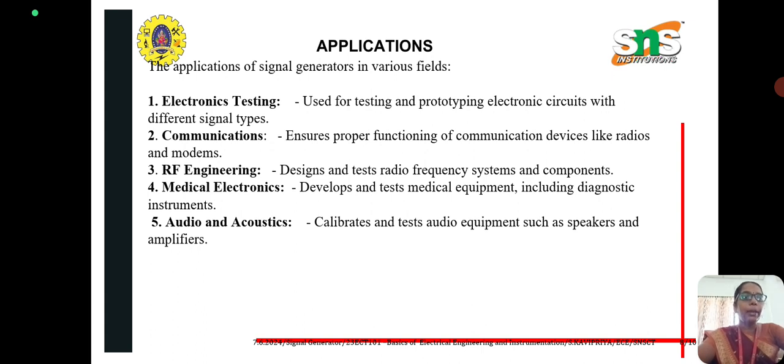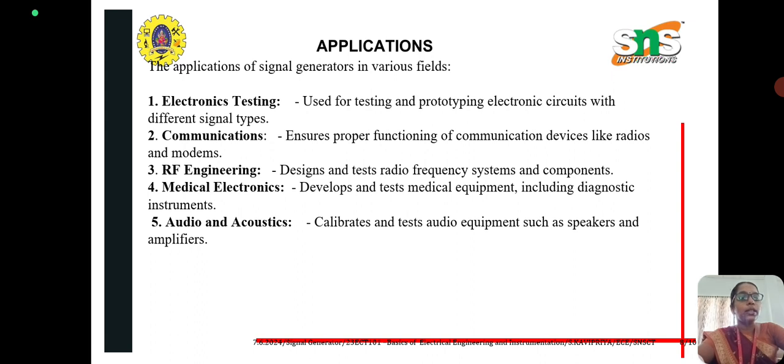And next is the applications of a signal generator. First one is electronics testing. It is used for testing and prototyping electronic circuits with different signal types. Second one is communication. It ensures proper functioning of communication devices like radios and modems. Third application is RF engineering. It designs and tests radio frequency systems and components.